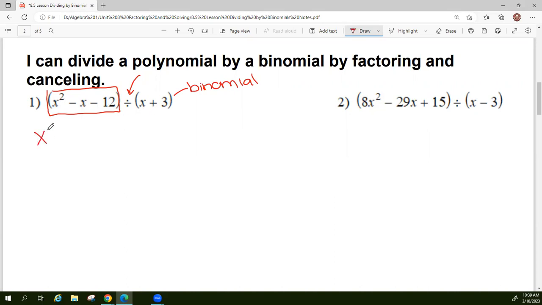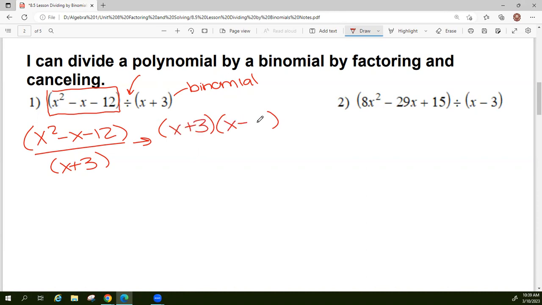And so I'm going to rewrite this with the polynomial on top of the binomial, and I'll stay using my parentheses. And so we want to factor this, which we've been doing. So you can factor whichever method you want. You can factor using the calculator, or you can factor using the old school method. If you have questions on factoring, please do refer to the factoring lessons or ask me for help. But if you factor the top of this fraction, you get x plus 3 and you get x minus 4. And on the bottom, we have our x plus 3 still.